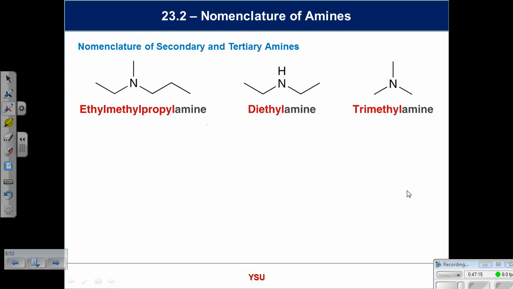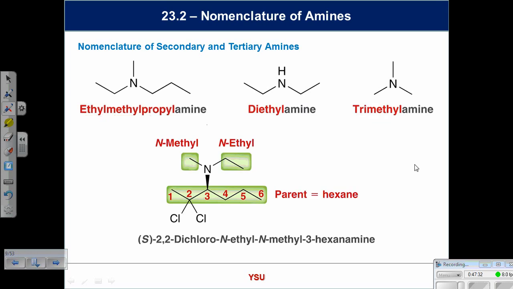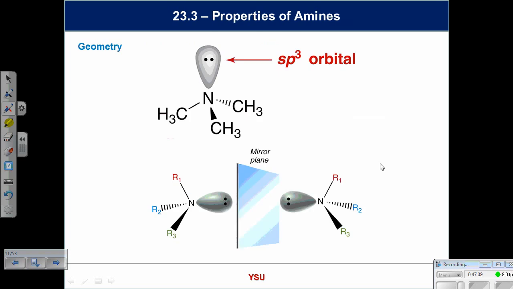In terms of the others, you've got to put all of the groups on here. In this example, I've got ethyl-methylpropylamine. Why does the methyl go in the middle? Alphabetization, logical again. Diethylamine, if they're the same, should be obvious. Triethylamine, if there are three of them. Then there's a way of doing this systematically. It's nothing more than you've seen, and I think you're okay with that. You can do that yourselves.